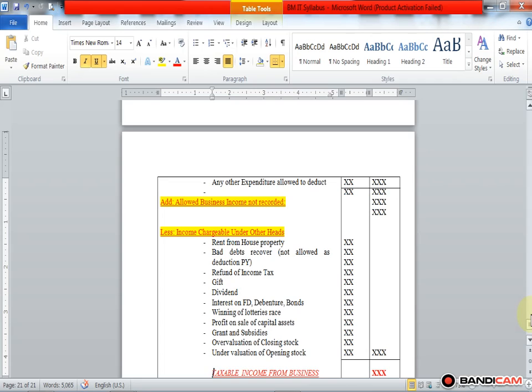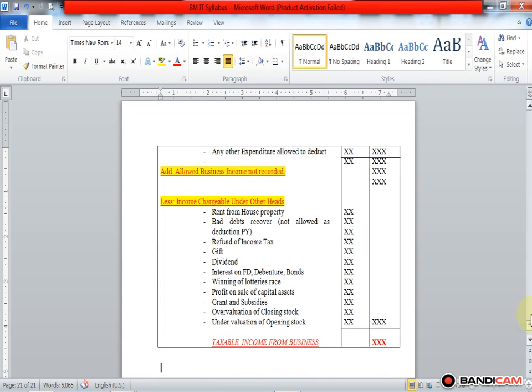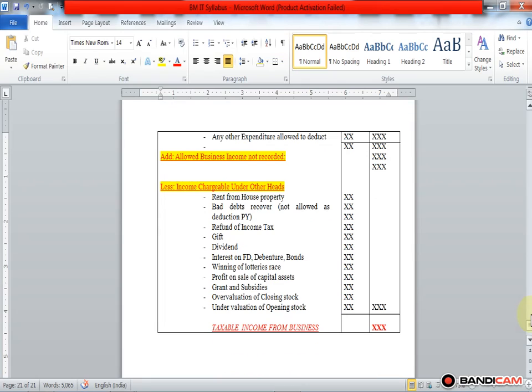अंडर व्हॅल्युएशन ऑफ ओपनिंग स्टॉक म्हणजे काय, तर ओपनिंग स्टॉक तुम्ही कमी लिहिलेला आहे, ओके. त्यामुळे तो लेस होईल. ओके. मग जी काही टोटल येईल ती आपण नेट प्रॉफिटमधून लेस करणार आहे आणि जी अमाऊंट येईल ती आपली टॅक्सेबल इन्कम राहणार आहे फ्रॉम बिझनेस.